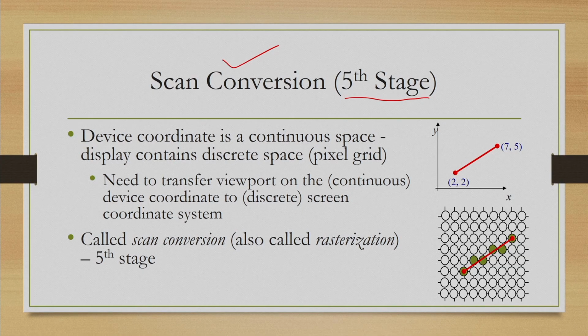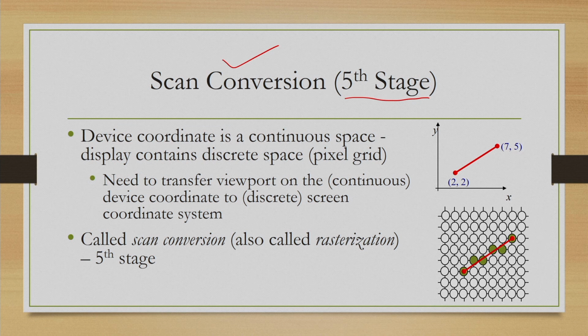Now, we mentioned earlier that we transform to a viewport. Now, viewport is an abstract representation of the actual display. In the actual display, if you recollect our discussion on raster displays, we mentioned that the display contains a pixel grid. So, essentially the display contains locations which are discrete. We cannot assume that any point can have a corresponding point on the screen.